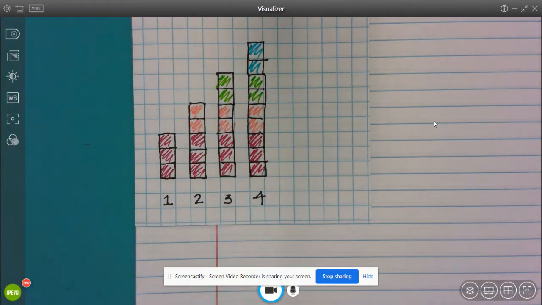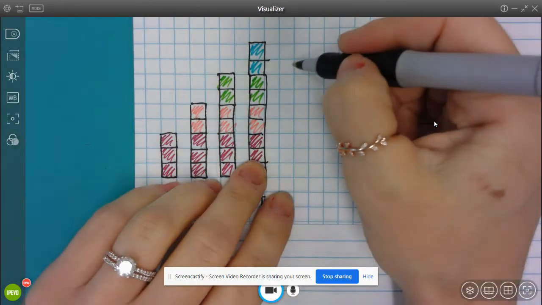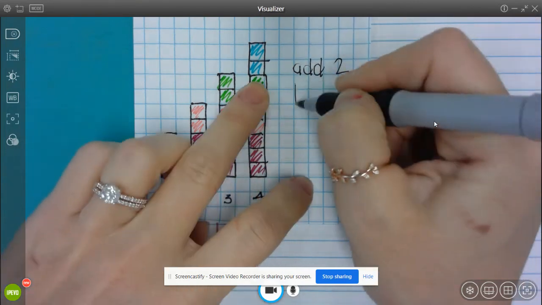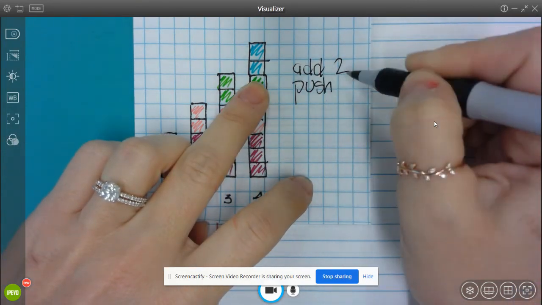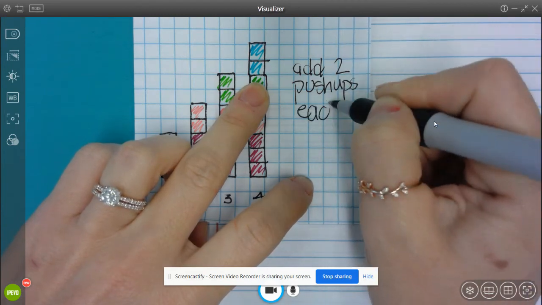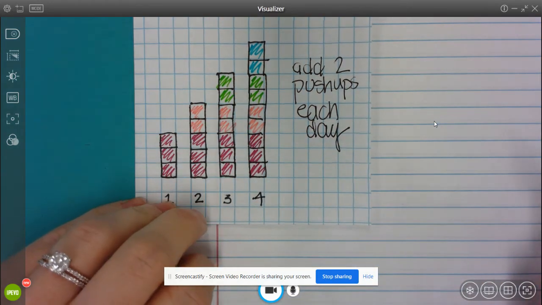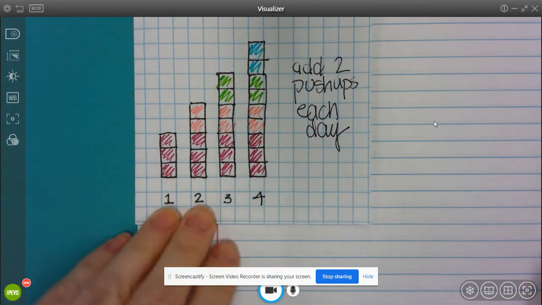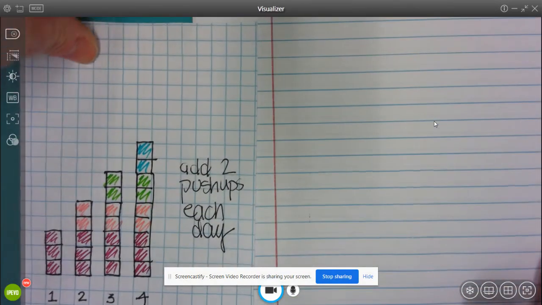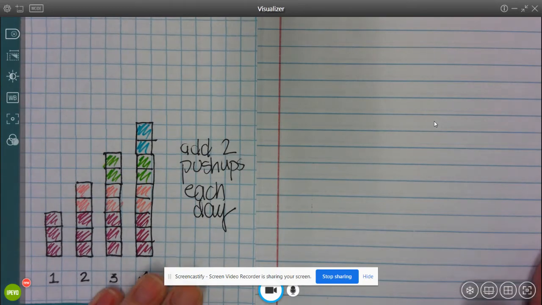So if I was going to write this in words, I would say that his pattern is adding 2 push-ups each day. And that's an explanation in words of what we see happening in our push-up picture. So now I want to put this into a table.